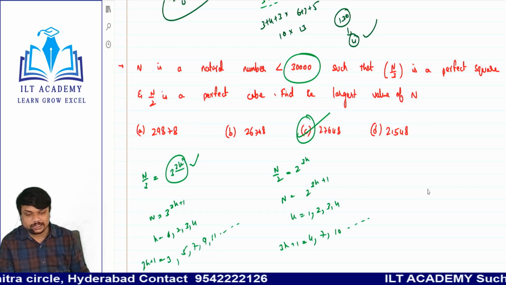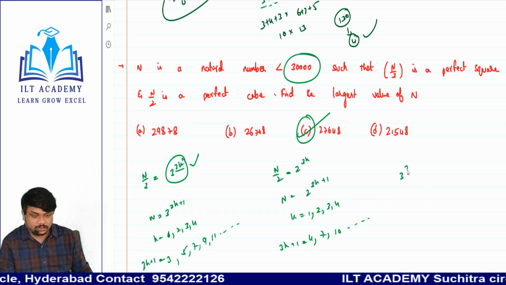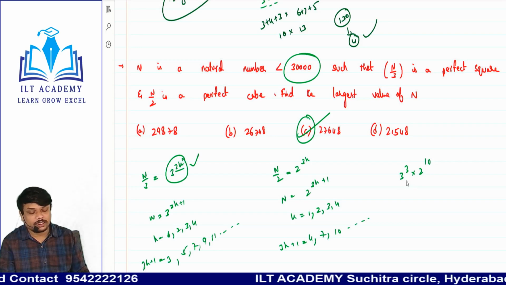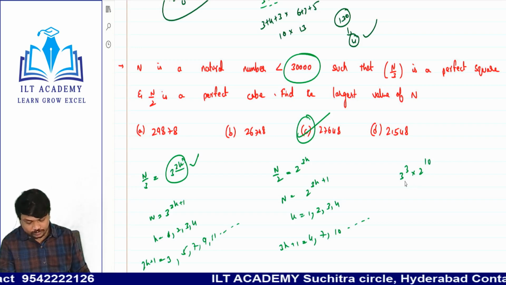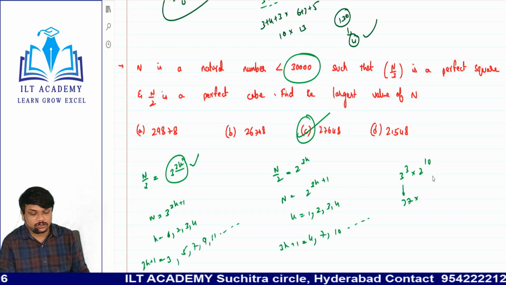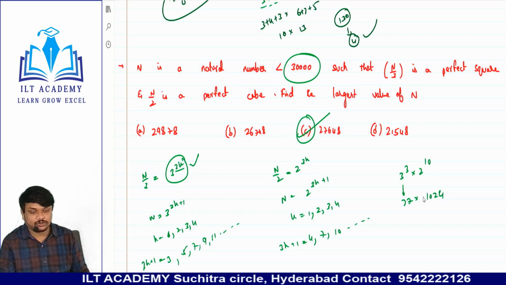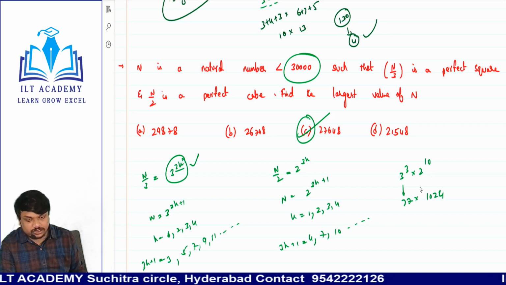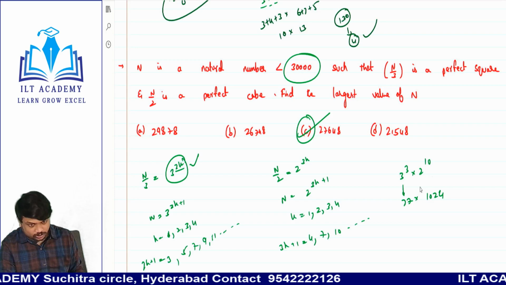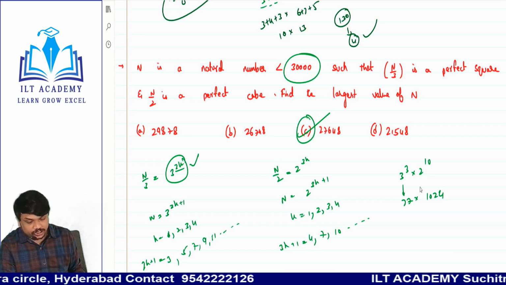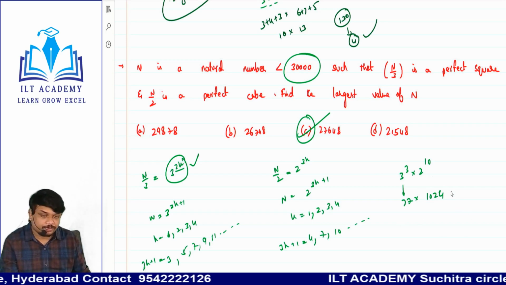So let us assume like this. Now if I take 3 cube into 2 power 10, समझ. Clear? What is this? 3 cube is nothing but 27. 2 power 10 is nothing but 1024. 27 into 1024 is nothing but 27,648.